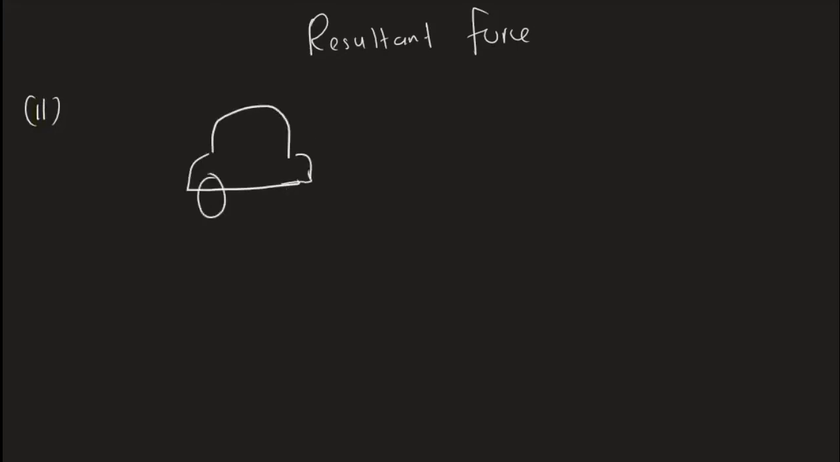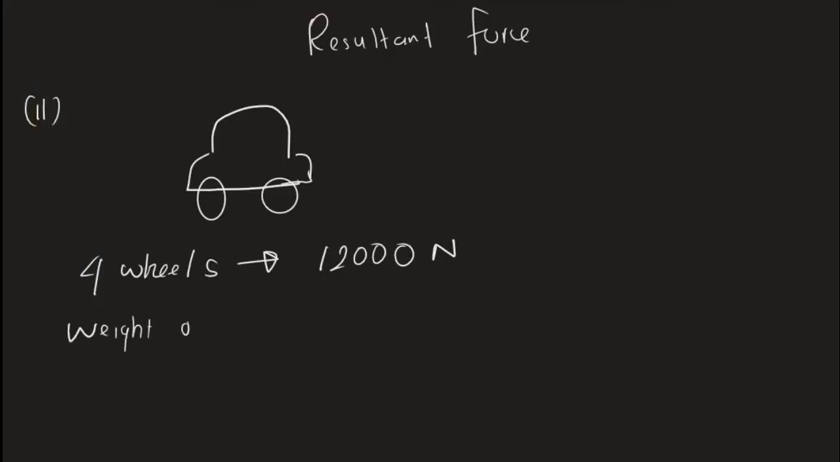In this vehicle, how many wheels are there? There are 4 wheels, right? So 4 wheels are there. So this total weight, what is it? 1,200 kilograms, which means 12,000 Newton is acting on these 4 wheels. So what will be the weight acting on one wheel? 12,000 divided by 4. It is going to be 3000 newtons, right?